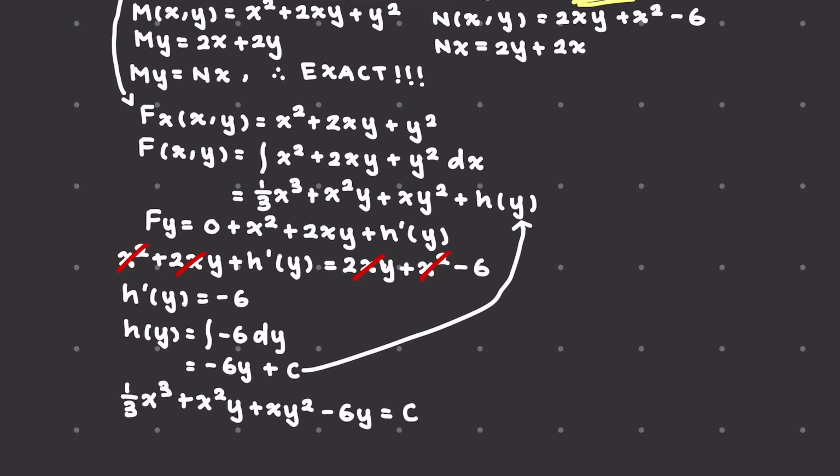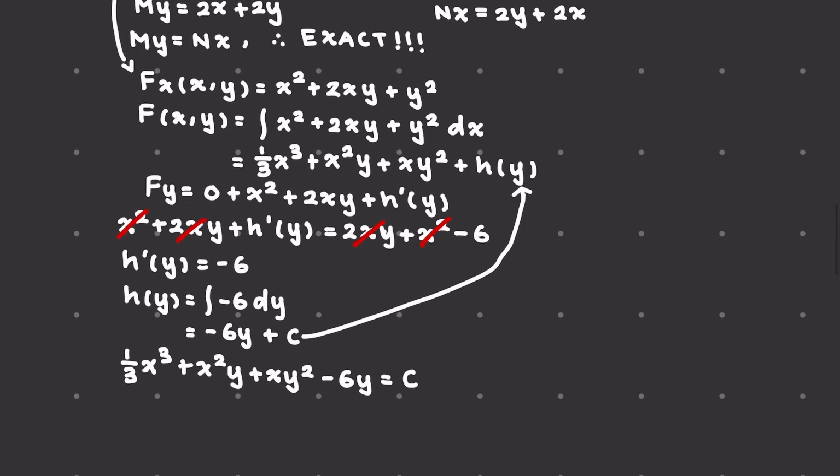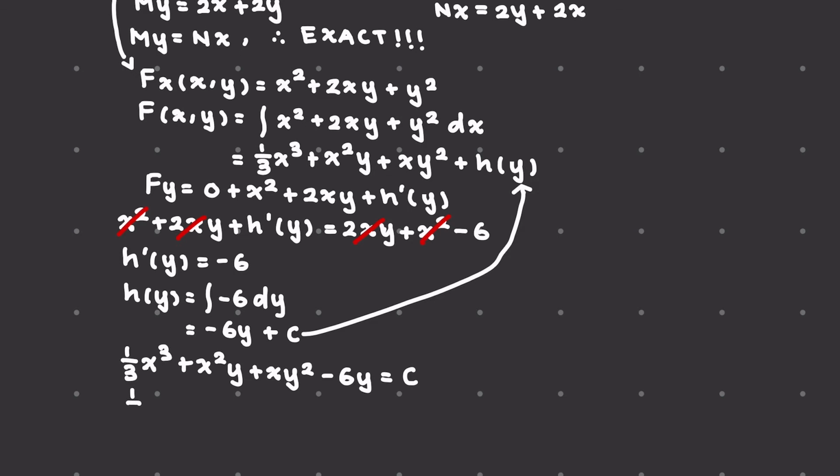And so let's plug in 1 into the y's and plugging also 1 into the x's. 1 over 3 times 1 is 1 over 3, plus 1 times 1 is 1, plus 1 times 1 is also 1, minus 6 times 1 is 6, equals c. And 1 over 3 plus 1 plus 1 minus 6 will just give us negative 11 over 3. Negative 11 over 3.